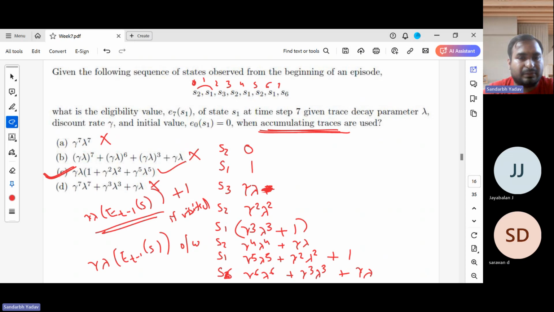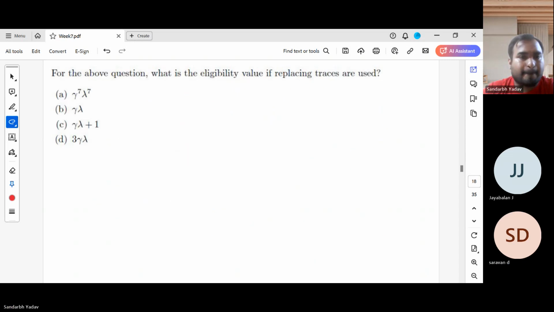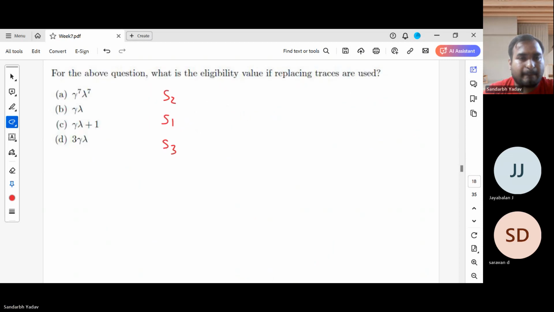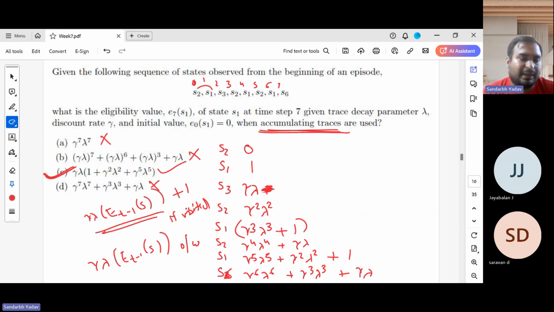So S2, S1, S3. We are moving S2, S1, S3, then S2, S1, S2, S1, S2, S1, S2, S1, and in the end it was S6. Okay, so the difference here is replacing traces. In accumulating traces, we were decaying and then adding 1. In replacing traces, this term will go away. We will simply put it equal to 1.